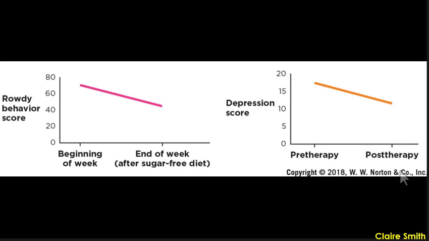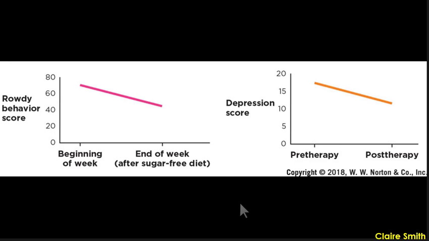And if you were to plot your results of any of these studies, they would look similar to this. So you would have just one group, you might have dots or whatever on the scatter plot, but some sort of correlation. So beginning of the week, you'd see the rowdy behavior was higher than at the end of the week after the sugar-free diet. Depression, higher before therapy, lower after therapy. Right, but we don't know for sure, since there's only one group, there weren't other variables being controlled for, or control groups, right? There's nothing to determine if the independent variable is actually what is causing this effect to happen.